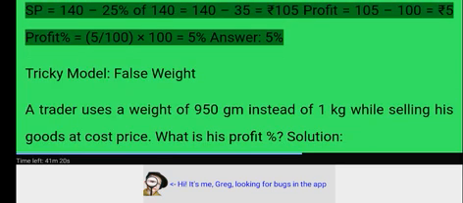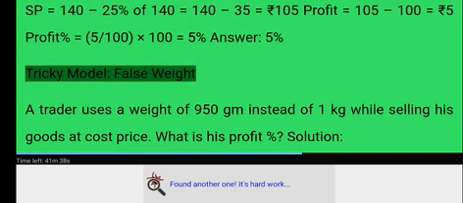SP equals 140 × 25% of 140 = 35. So SP = 140 − 35 = 105 rupees. Profit = 105 − 100 = 5 rupees. Profit percent = 5/100 × 100 = 5%. Answer, 5%. Tricky model, false weight.